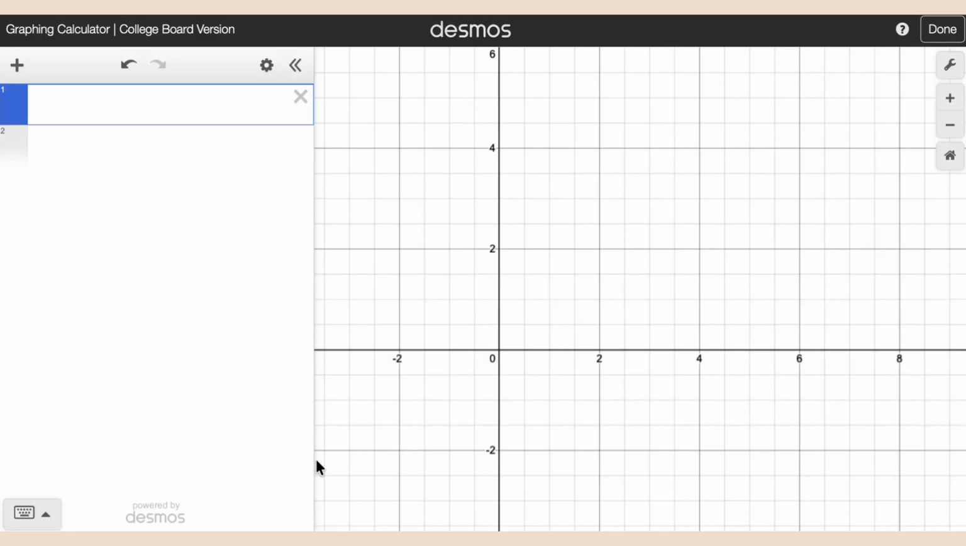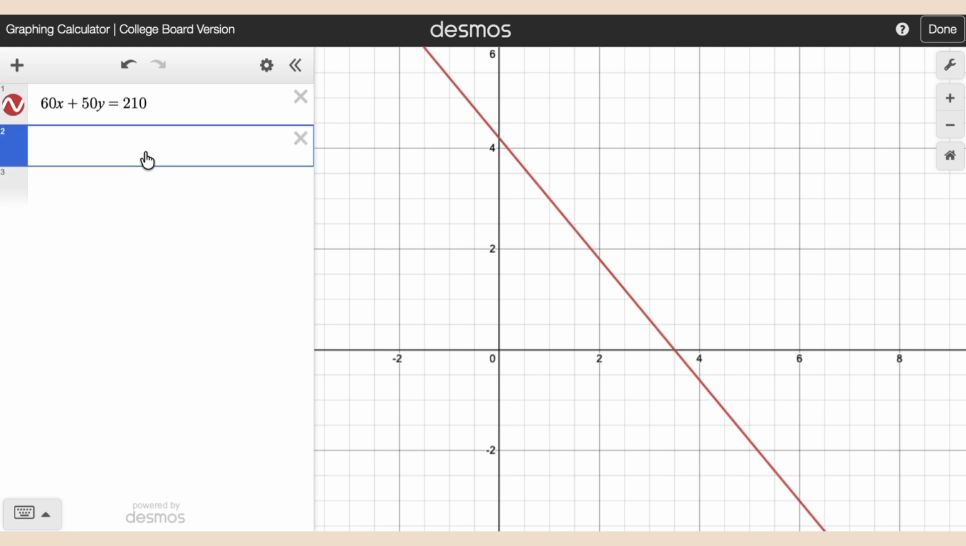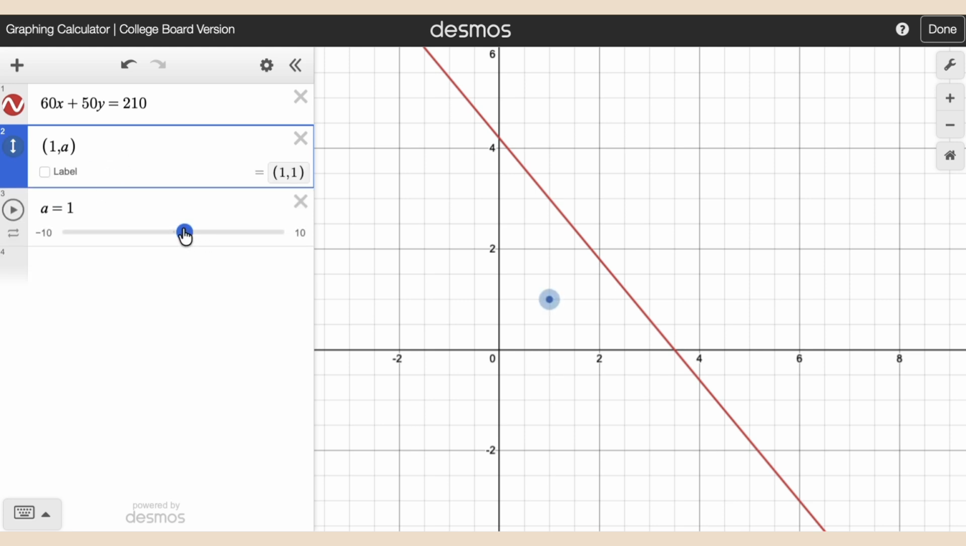Okay, so I'm going to type in the equation that we derived. 60x plus 50y equals 210. So there are two ways to solve this using Desmos. The first way I'm going to show you. Well, they gave us if x equals 1, right? So I'm going to take 1 here, and I'm going to add a letter, a, okay? And I'm going to slide it here, and we're going to get 3.